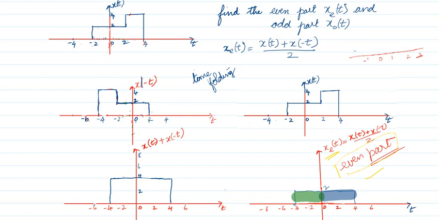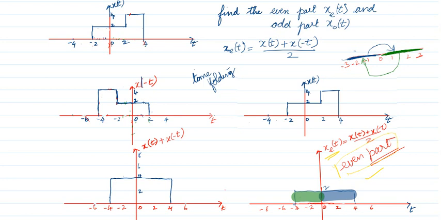-1, -2, -3. Okay, what is going to happen is positive time will come into the negative side. Similarly, negative time will go into the positive time. Okay, this is the relation between x of t and x of minus t.